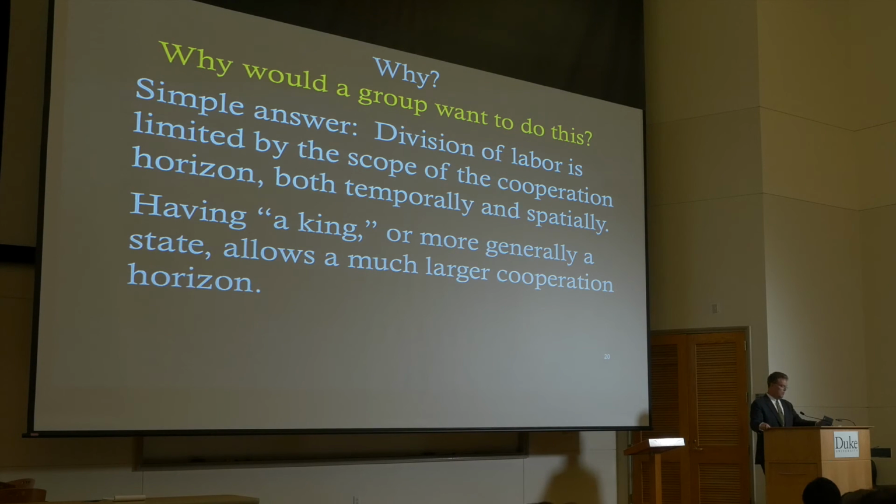So why would a group want to do that? Why would a group want to form a state rather than just live individually? The answer is division of labor. The reason that there are states, the reason we constitute ourselves, is division of labor. Division of labor is limited by the scope of the cooperation horizon, both temporally and spatially. Having a king, or more generally a state, allows a much larger cooperation horizon.